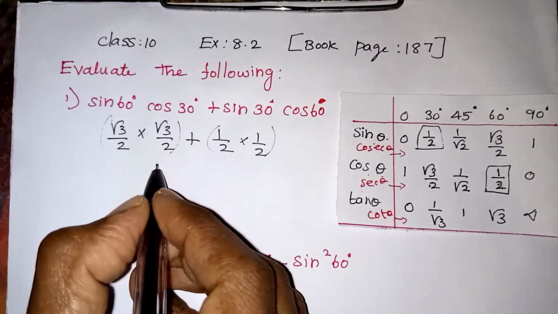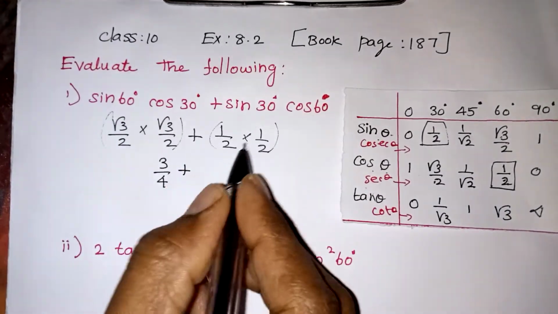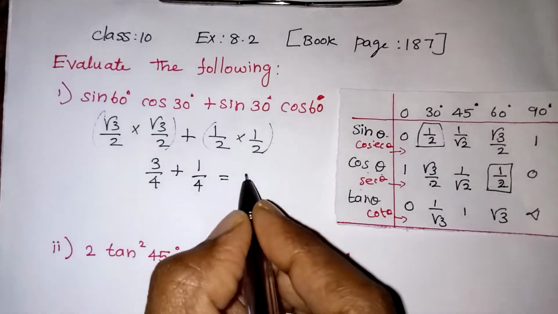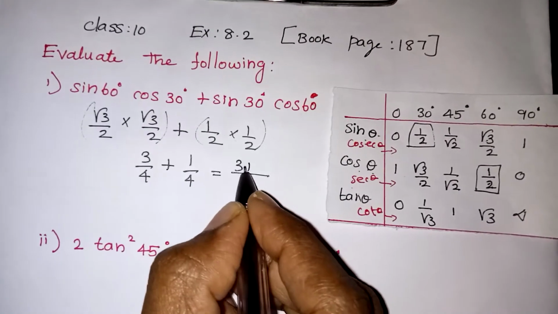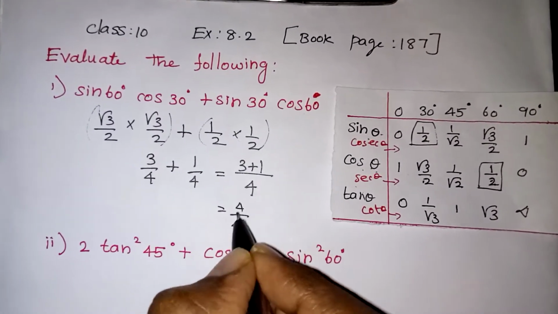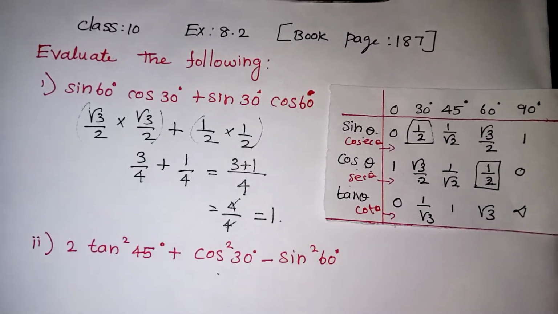Root 3 into root 3 is 3, and 2 2s are 4. Plus here 1 1s are 1, denominator 2 2s are 4. Since both the denominators are the same, take one common denominator. So the numerator will become 3 plus 1, so the answer will be 4 by 4. 4 by 4 if we cancel, the answer is 1. So 1 is your correct answer. We'll move on to the next problem now.